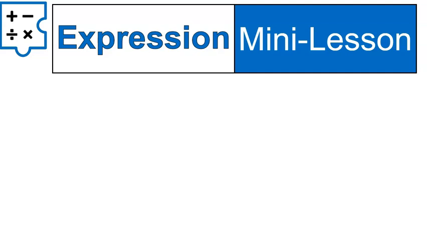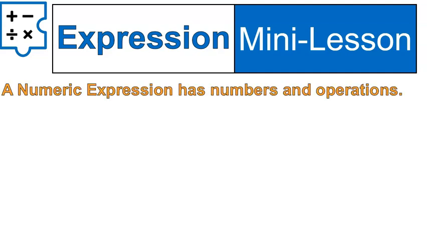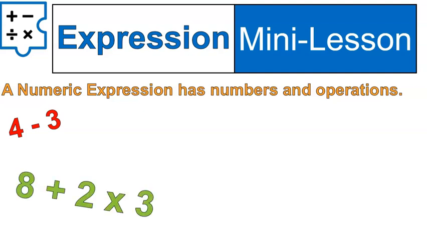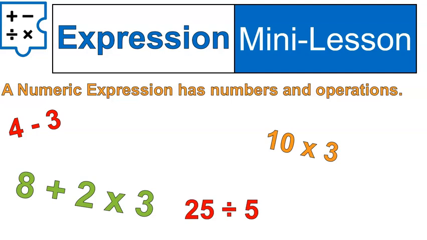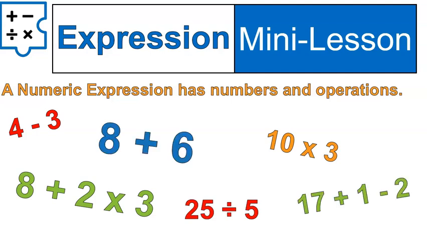This is a word we don't use all the time, and I don't want you confused by my math vocabulary, so let's talk about a numeric expression. Basically, a numeric expression is made up of numbers and operations. So an example of this might be 4 minus 3. You notice you have numbers there and the operation is subtraction. Here are some other examples where you've got numbers and some of the operations: addition, subtraction, multiplication, division.